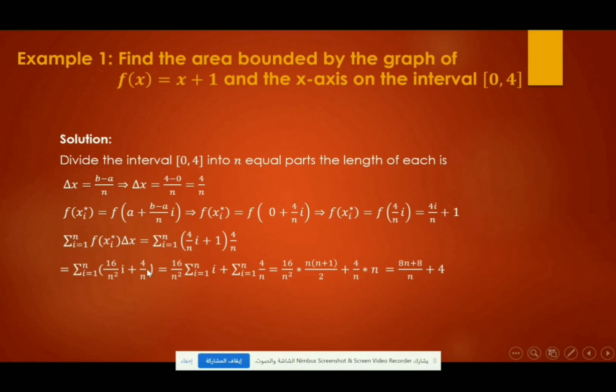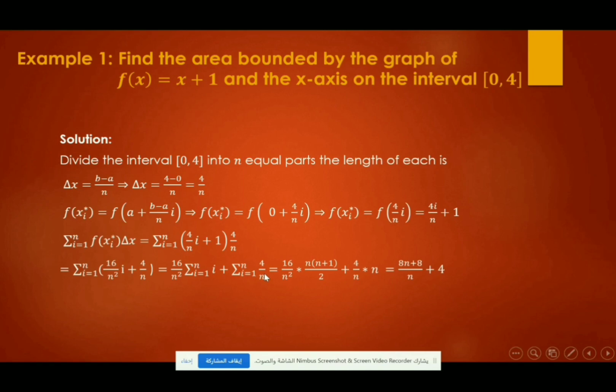Then use the property, which is property number 2, telling you that you can take the constant outside the summation as a common factor and leave the variable, which is i, because i is the only variable, not n. n is the number of rectangles, which is constant. And i is a variable, which is going to stay inside the summation. Plus the summation of i from 1 to n for 4 over n.